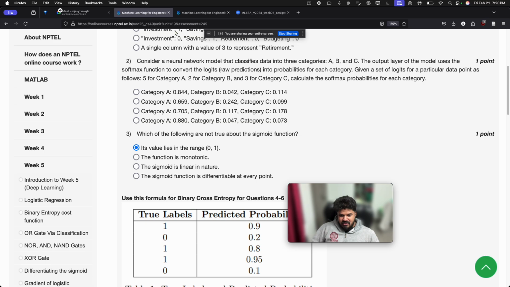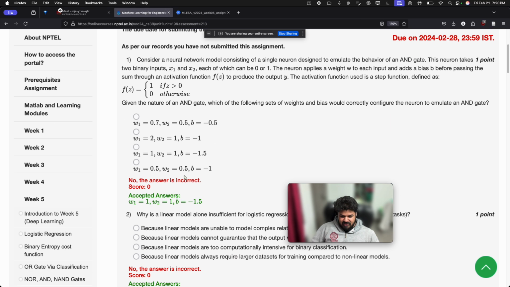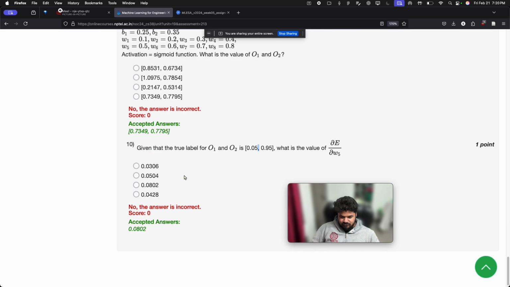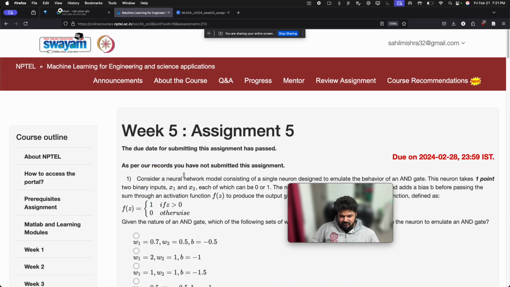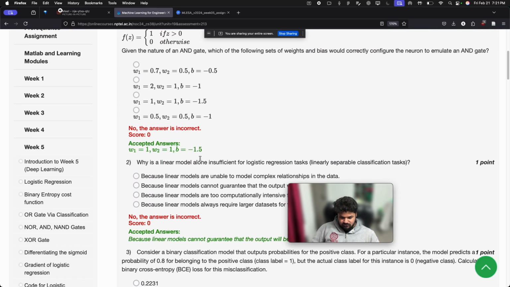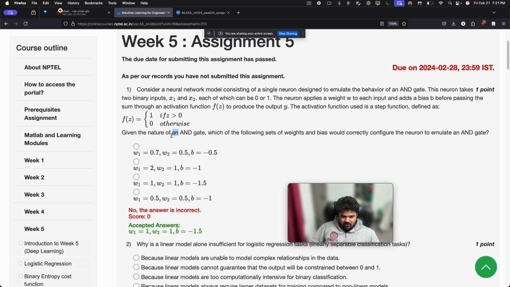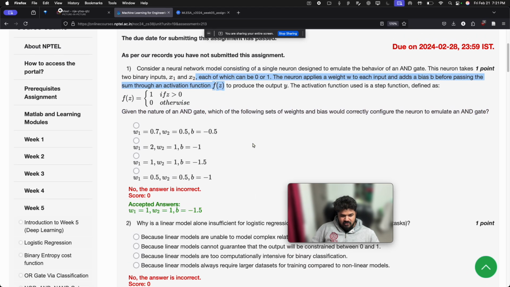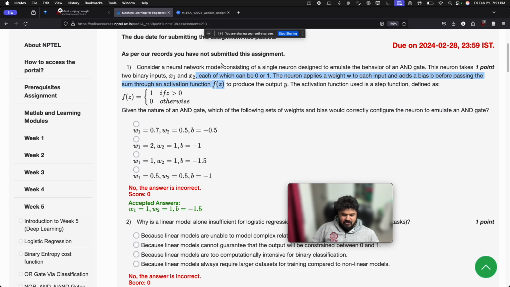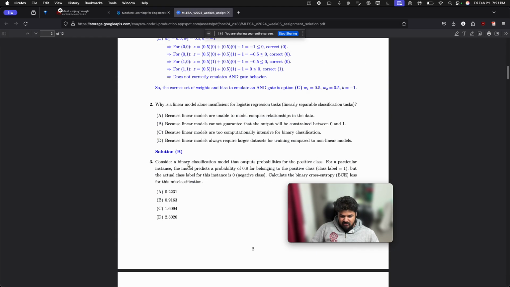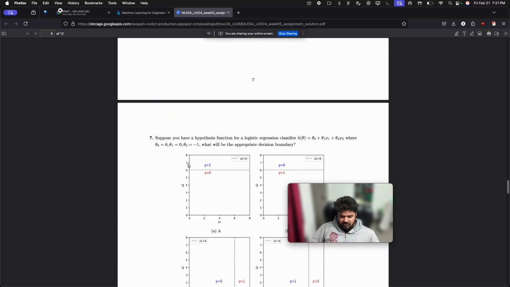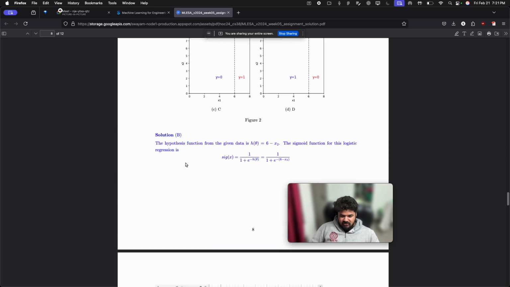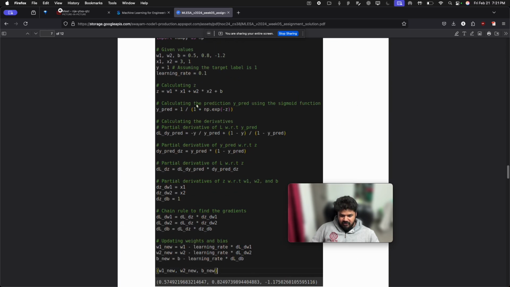Okay. Let's go to last year's week 5 assignment. It's also quite similar. This question is very simple, just try solving it. I'll share this week 5 question paper and solution with you. I have the solutions with me here. You can go through it. See, ultimately they have also written the code.